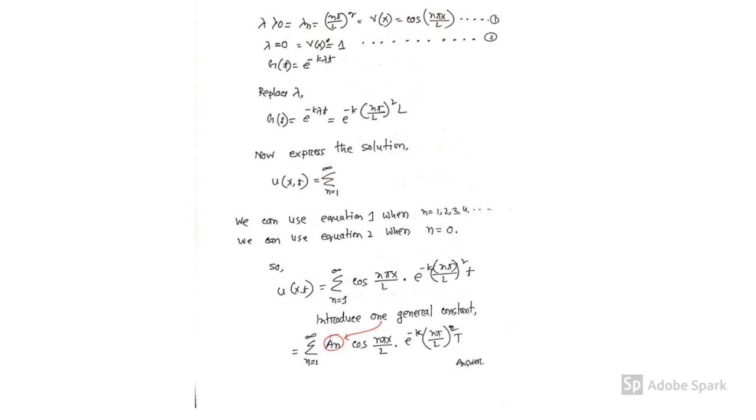Okay, if we put this in, there are two equations, you can see number 1 and number 2. So number 1 is lambda greater than 0, and second is lambda equal to 0. So if we replace lambda in the equation, then we get G(t) equal e power of minus k lambda t, equal e power of minus k (n pi by L) squared t. So if now we express the solution, then we get u(x,t). Then we can use equation 1.